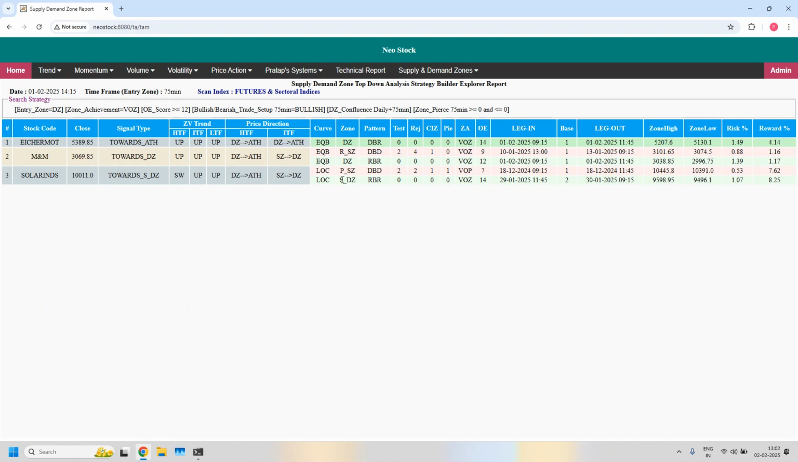And all the 3 75 minutes demand zones are overlapped with daily demand zone. That means they are part of the daily demand zone. And daily trend is up in all the 3 stocks. If any of the daily demand zones are having daily EMA confluence, then these 75 minutes demand zones are high probability trade setup supported stocks, even more high probability.